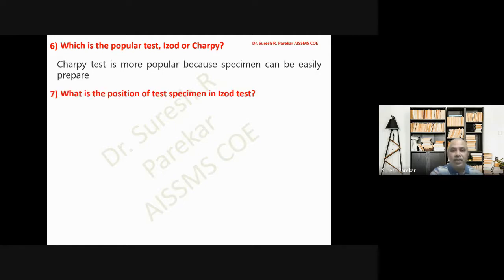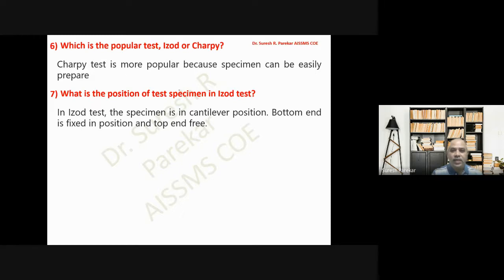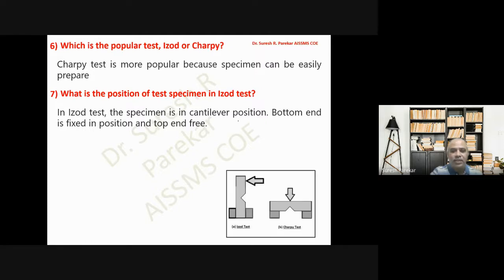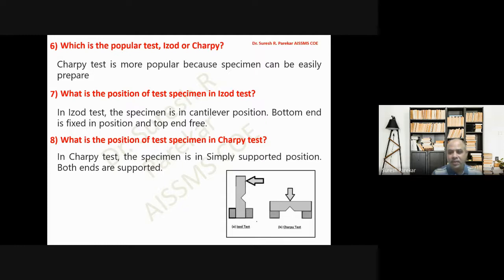What is the position of the test specimen in the Izod test? In the Izod test, the specimen is in cantilever position. The bottom end of the specimen is fixed. You can see this. We fix it at the bottom, and the hammer strikes on the top of the specimen. Then what is the position of the test specimen in Charpy? You can see this. It is simply supported in the case of Charpy. So these are the positions. This one is fixed and this one is simply supported.